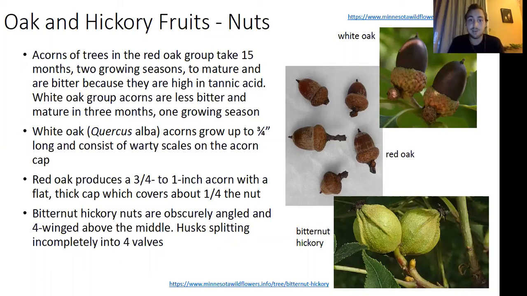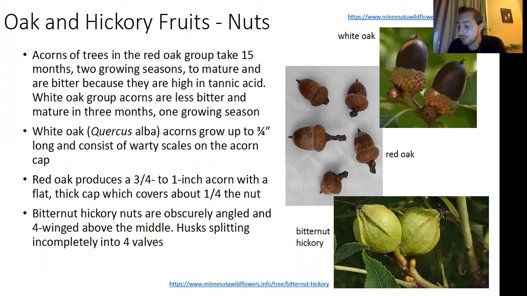And looking at the acorns more closely, the white oak acorns grow up to around 3/4 of an inch and consist of these warty scales on the cap, which is very apparent in our picture. A red oak produces acorns that can get up to 1 inch long with a flat, thick cap that covers only about 1/4 of the nut. And our bitternut hickory nuts are obscurely angled and 4-winged. You can kind of see the presence of those wings in the picture here. And the husks split incompletely into 4 valves, so you can see that the wings don't extend all the way down the fruit.